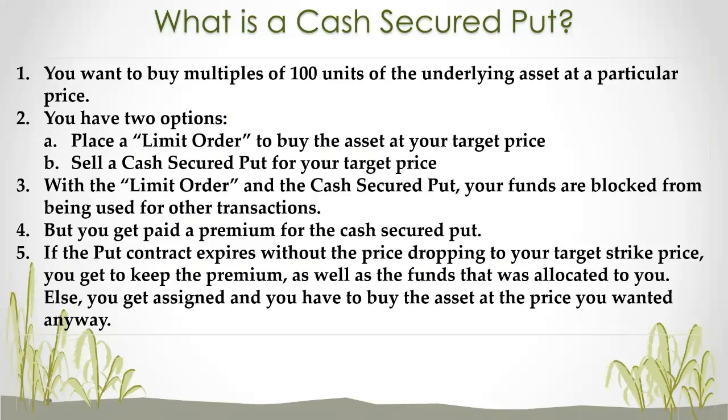But with the cash secured put, you get to receive a premium for agreeing to buy the underlying asset at the target price. If the put contract expires without the price dropping to your target, you get to keep the premium that you've received at the beginning of the contract, and your funds are released to you, and you can then sell another cash secured put for the same asset at the price that you determine. Otherwise, you could get assigned, which means that the price of the underlying asset has hit your target or has dropped below that target, and you have to buy the underlying asset at the price that you have prescribed.